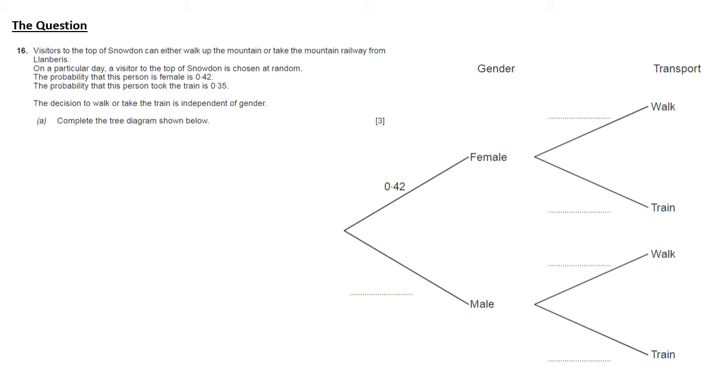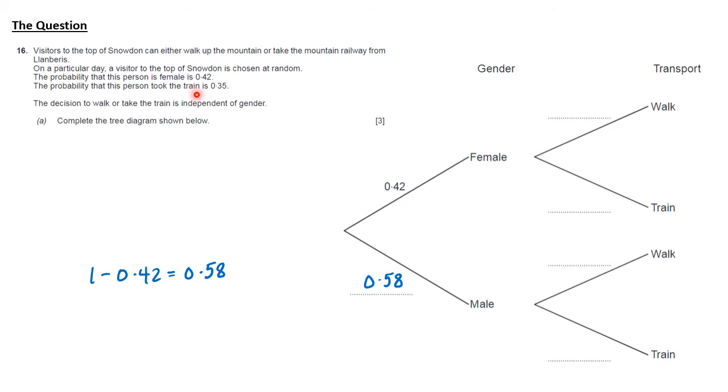So first thing we need to fill in is our missing probabilities. Now we're told in the question we've got a 0.42 or 42% chance that the person is female, and a simple calculation, subtracting that from 1, we know there is 0.58 probability that they are male. So we're just filling in the probabilities on each branch.